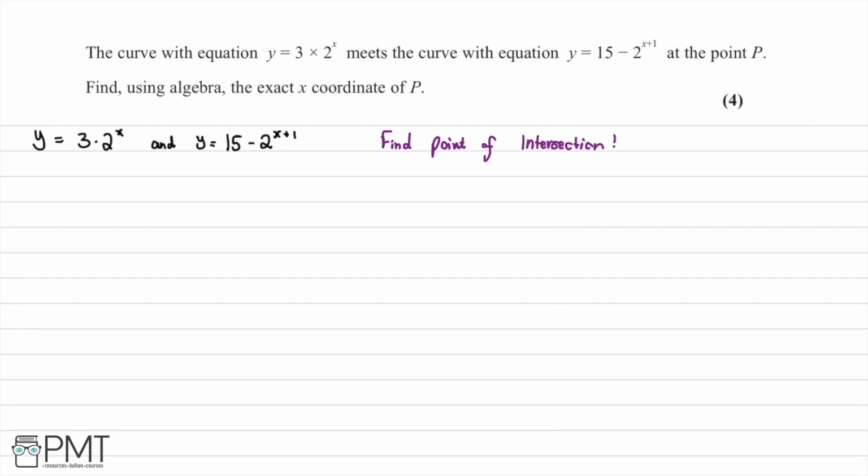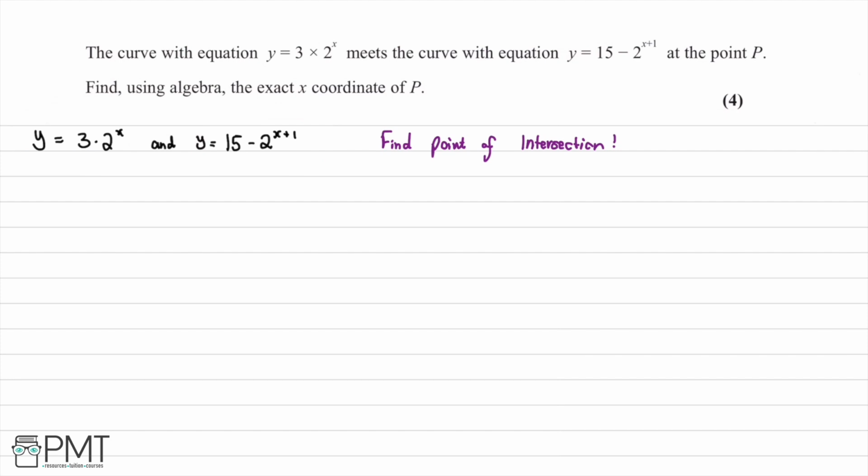So in this question, we're told the curve with equation y is equal to 3 multiplied by 2 to the power of x meets the curve with equation y is equal to 15 minus 2 to the power of x plus 1 at the point P. And we're asked to use algebra to find the exact x-coordinate of P.